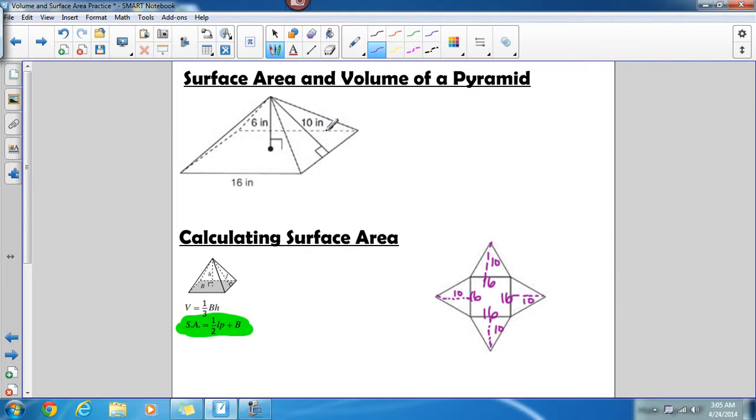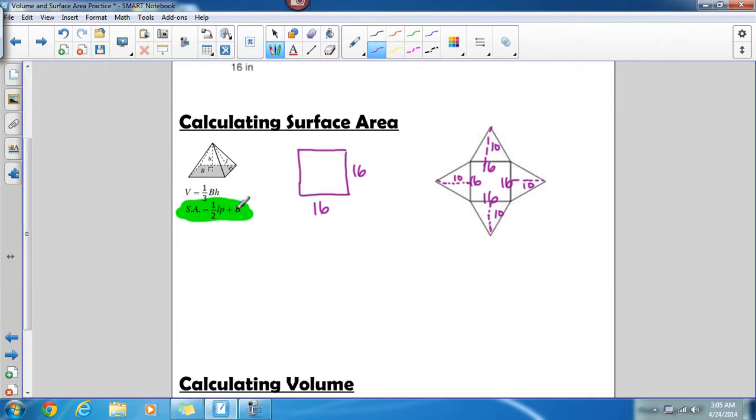But first thing we're going to do is draw a picture of what the base looks like. What shape is the base? That's right, it's a square. So if it's a square and one side is 16, then the other side is, that's right, also 16. Very good. So big B, remember, means area of the base. So what is the area of this square? No, not 32, but 16 times 16. Did anybody say 32? I hope not. I just figured maybe somebody might.